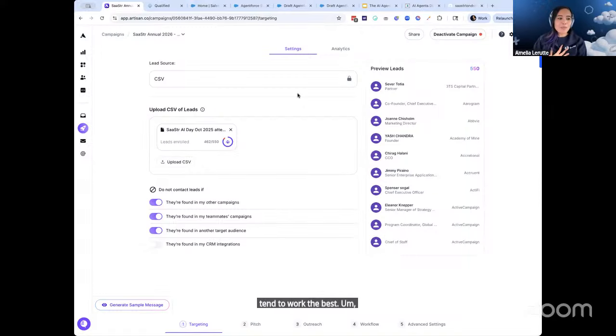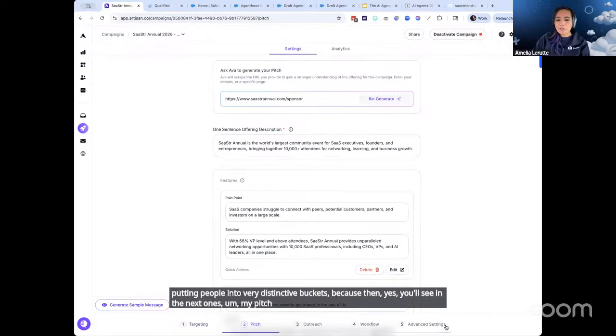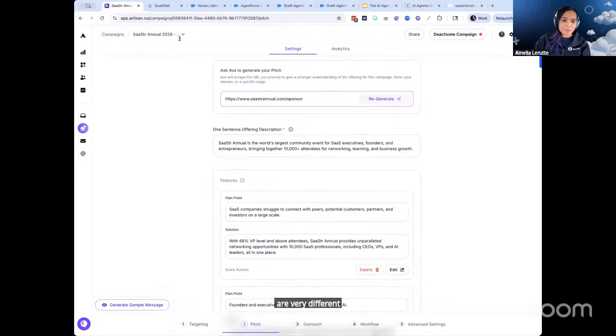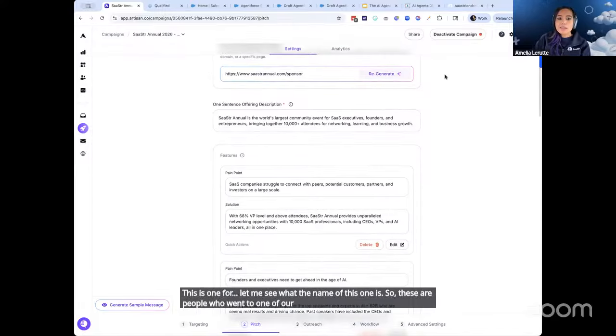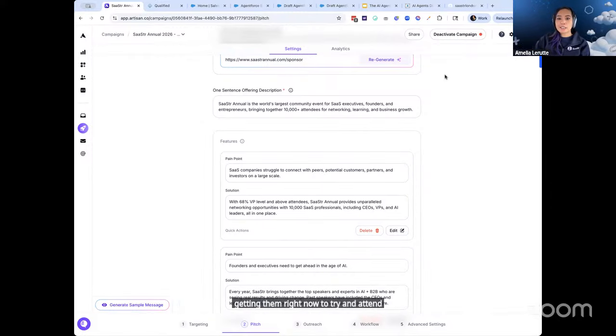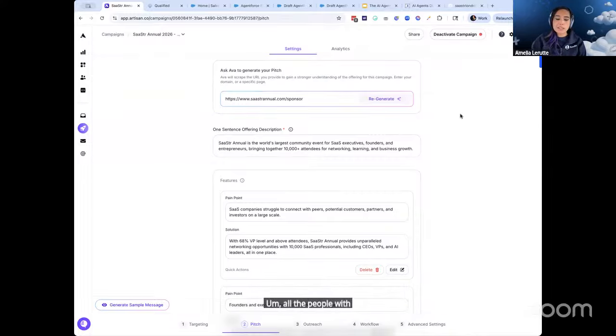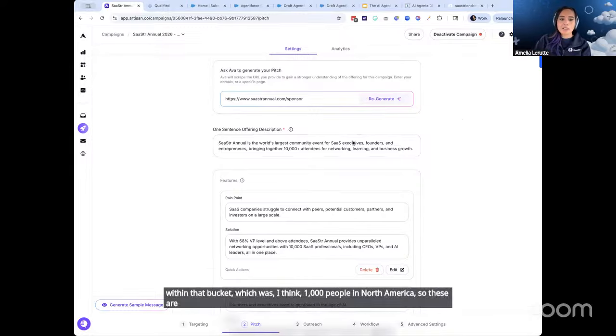My 1,000-person rule at the moment is that I am putting people into very distinctive buckets, because as you'll see in the next ones, my pitch and outreach and workflow are very different per person. In this case, let me see what the name of this one is. These are people who went to one of our digital AI days, and it is getting them right now to try and attend the next SaaStr Annual that's in May. I CSV uploaded all the people within that bucket, which was I think 1,000 people in North America. So these are all the North American contacts.